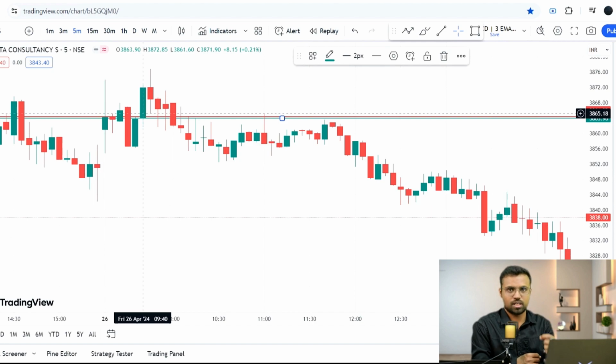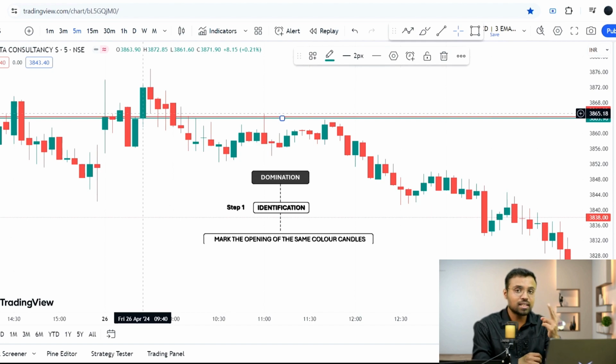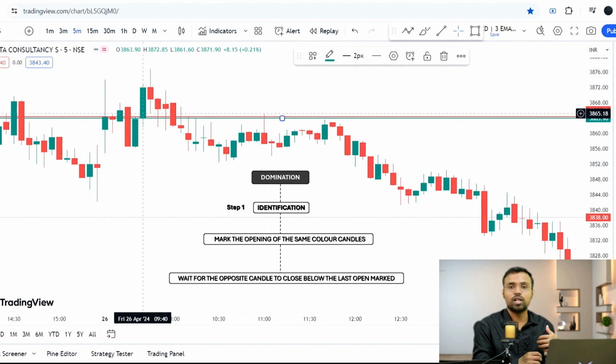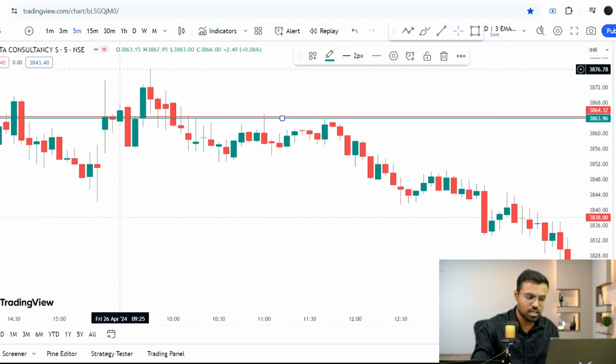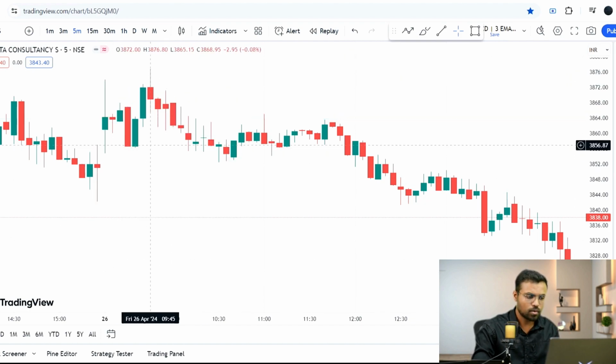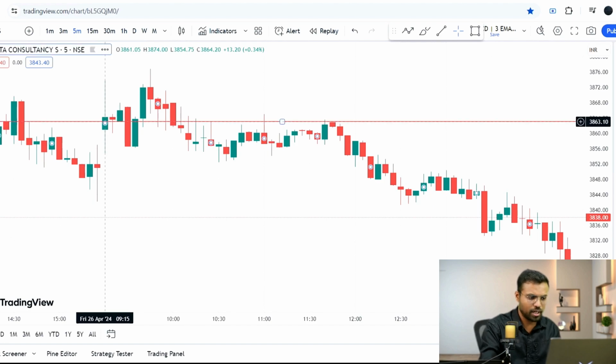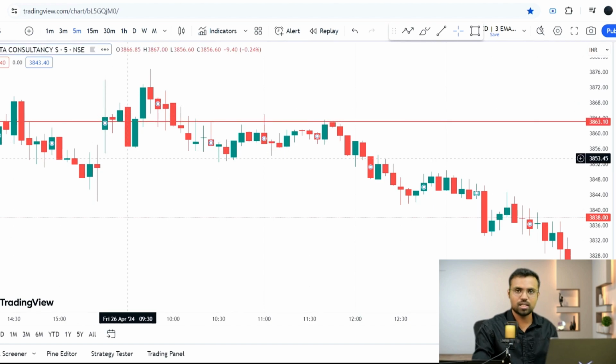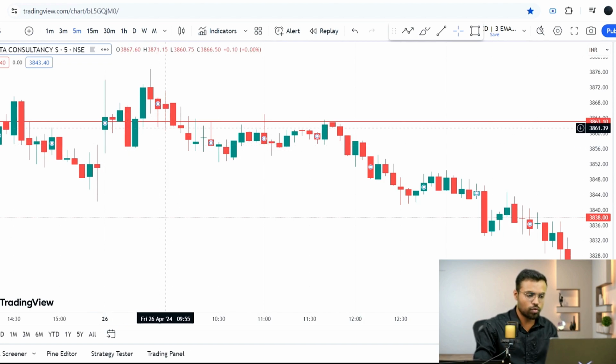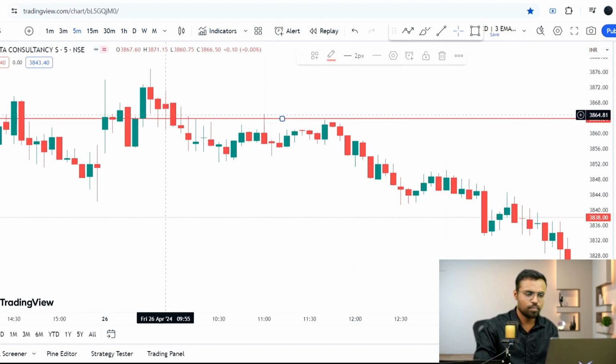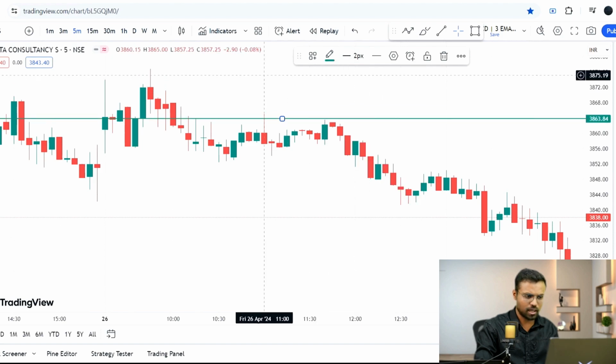Now we will go into steps. Please make note of this. The first step is marking the openings of the candle. The second step is seeing if the domination is coming from the opposite side. Now we are marking the green candles. We are observing if the domination is coming from the opposite side. So we saw that the domination was coming from the sellers, but there was no confirmation. The buyers still dominated, so we are shifting our line higher now. I'll keep this as green.